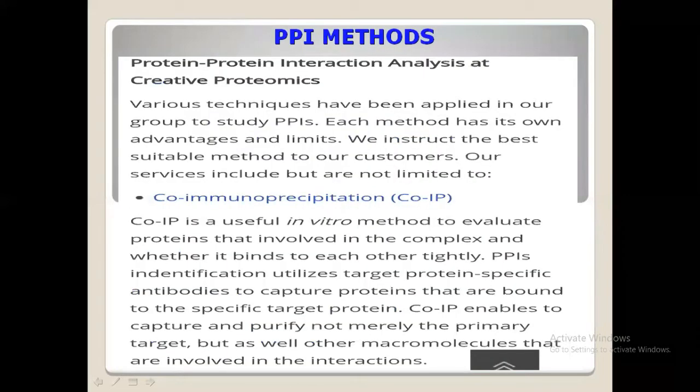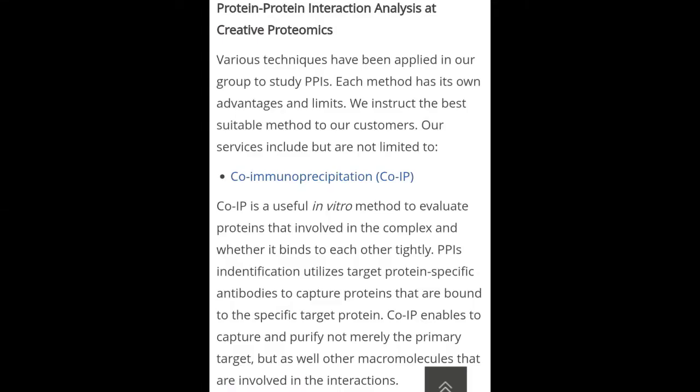So the first method is this protein-protein interaction analysis done using Creative Proteomics. So you have various techniques or methods that have been applied in the study of PPI. Each method has its own advantages and its own disadvantages. Dear friends, in this protein-protein interaction analysis, we can see various techniques. See the following techniques used for PPI analysis. Let us see them one by one.